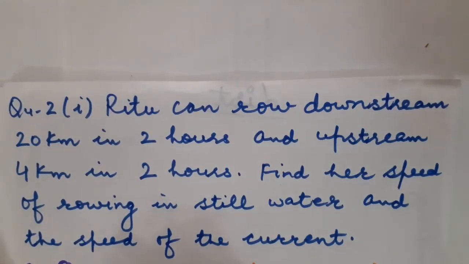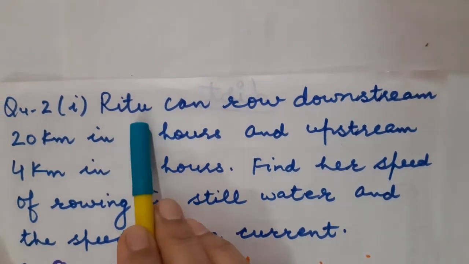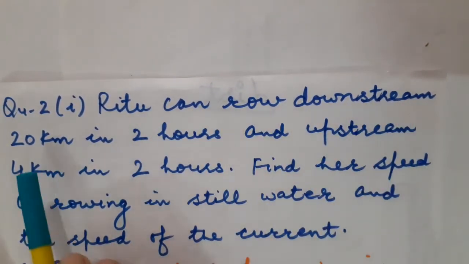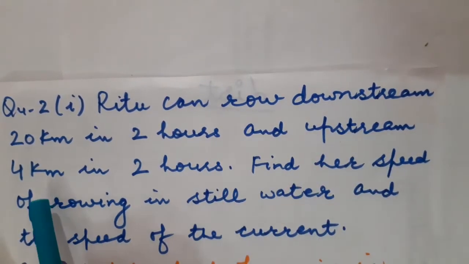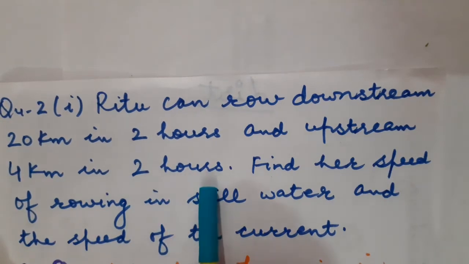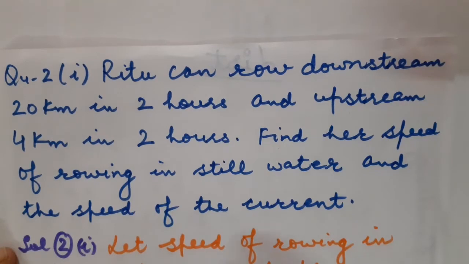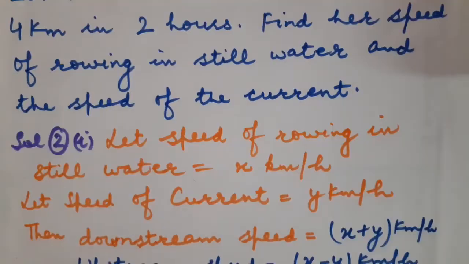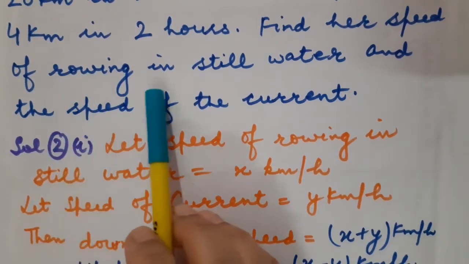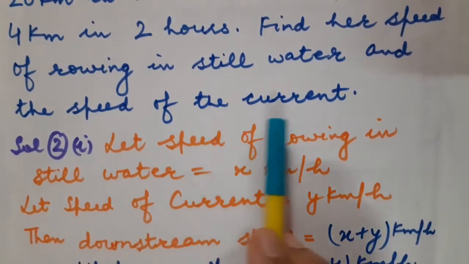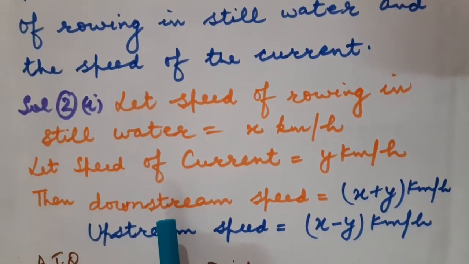Now children, let us switch to the word problem based on the same concept. Ritu can row downstream 20 km in 2 hours and upstream 4 km in 2 hours. Find her speed of rowing in still water and the speed of the current. So here children, you have to calculate two speeds. One speed of rowing in still water and another speed of the current. Fine. So whatever we have to find out, we are just going to assume the same.